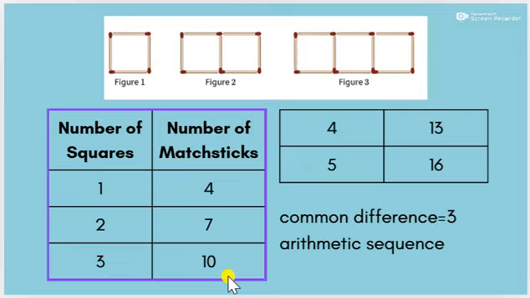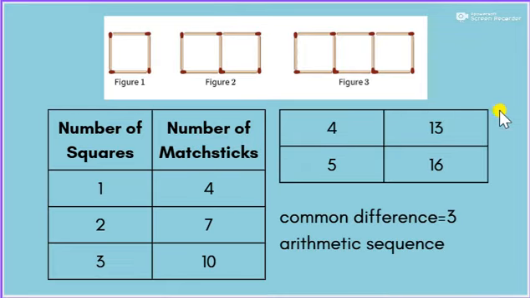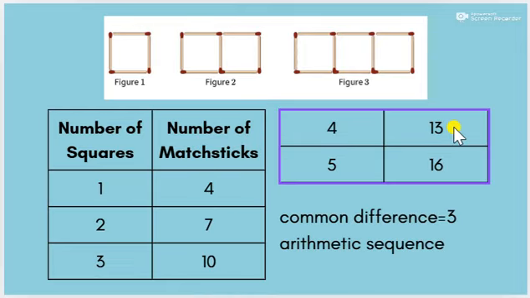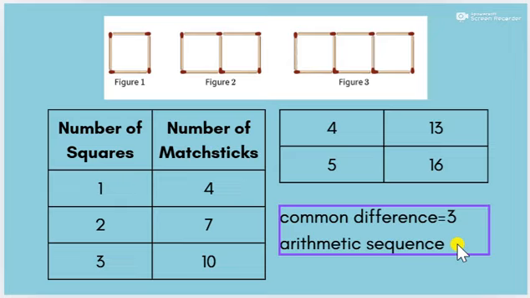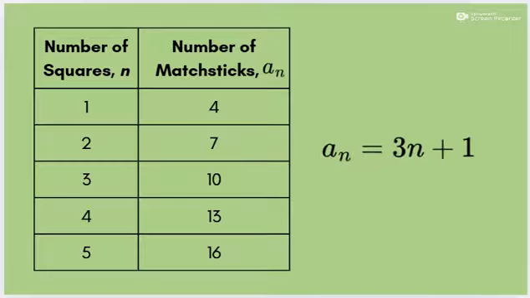So to make 4 squares, we need 10 plus 3, which is 13 matchsticks. To make 5 squares, we need 13 plus 3, which is 16. We need 16 matchsticks. Our common difference is 3, and this is an arithmetic sequence. I would call it arithmetic, but apparently I'm a redneck.